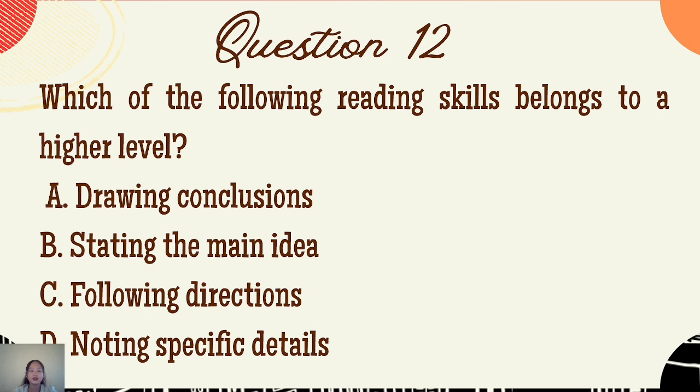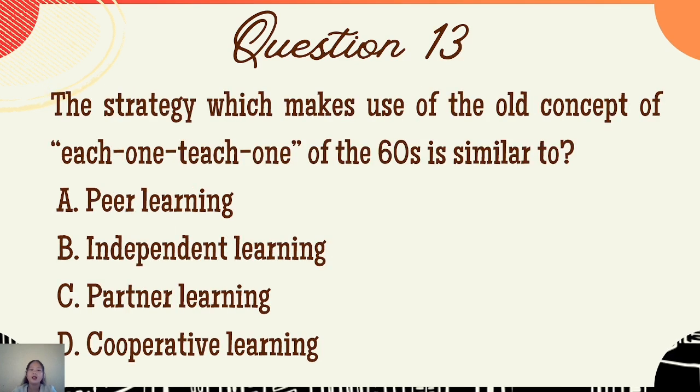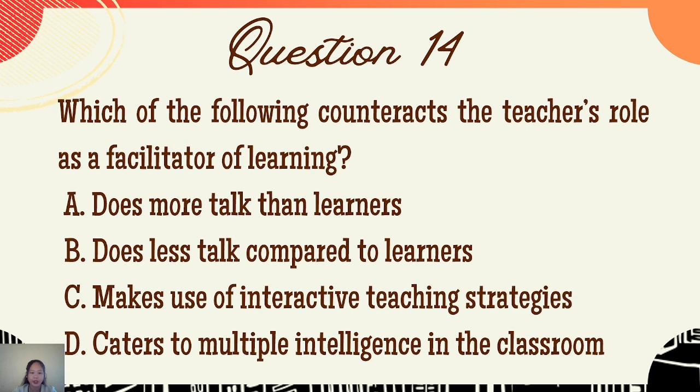Now let's proceed to question number 13. The strategy which makes use of the old concept of each one teach one of the 60s is similar to letter A. So, letter A is the correct answer, which is peer learning. So, the each one teach one strategy reflects peer learning where students teach and learn from each other, reinforcing knowledge through interaction.